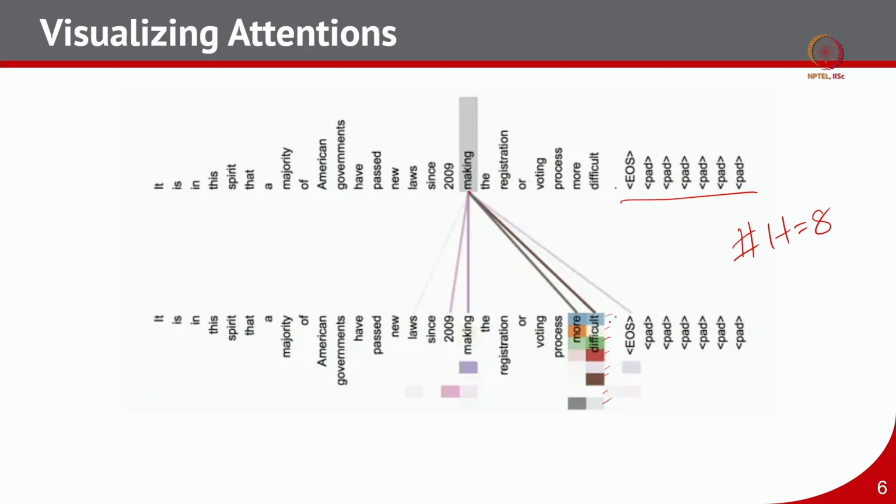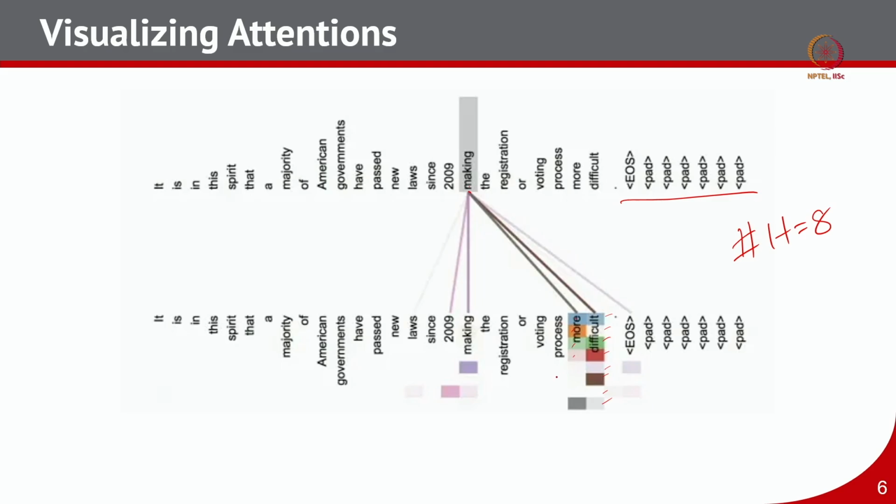Okay. Now if the colors are bright, if the colors are visible, that means making has a strong relation with respect to this particular word, which is difficult in this particular context. So, making has a very strong relation with respect to difficult in many contexts, right. Similarly, making has a strong relation with this word more in many such contexts.